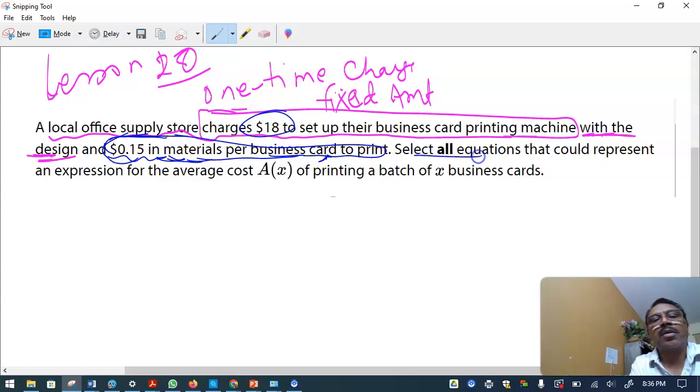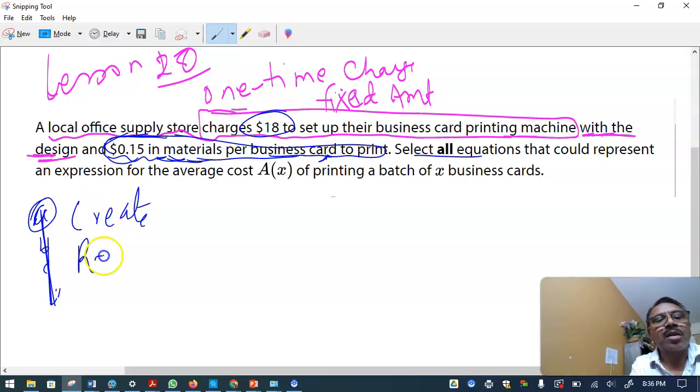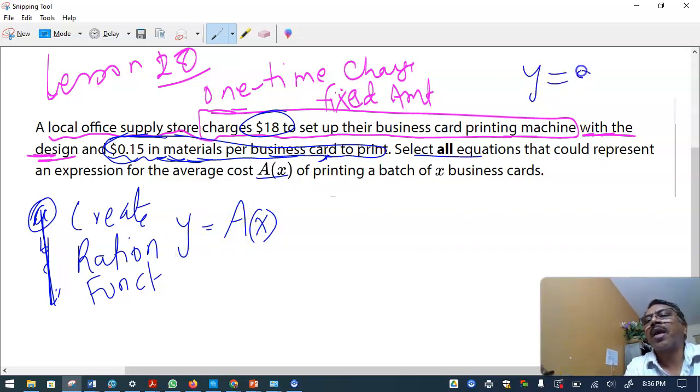Now you're given multiple choices A, B, C, D here. But even without these, we should be able to create a rational function here. So this A of x represents your y, like how we have y equals mx plus b. Same thing, that output is the cost per card.